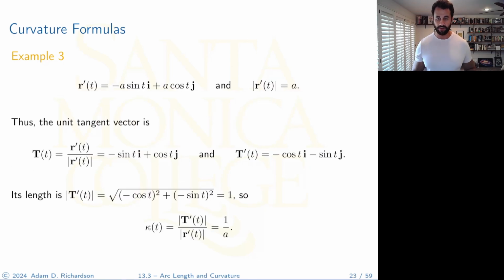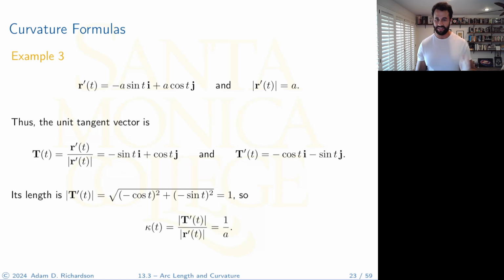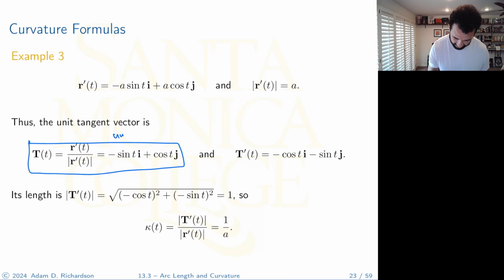Okay. So now we have this information. The unit tangent vector is what we get when we take r prime and divide it by its length. So that's exactly what we're going to do. We're going to take this and divide it by its length. And when we do that, these a's are going to cancel. And so now we have that T of t is this vector right here. This is the unit tangent vector.